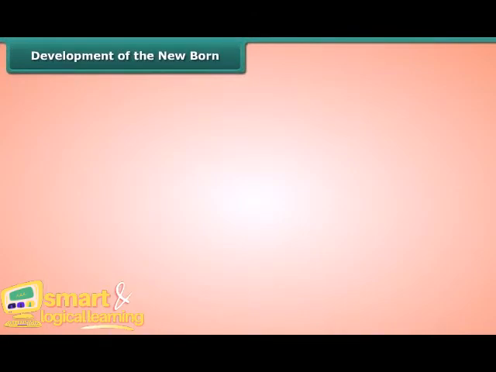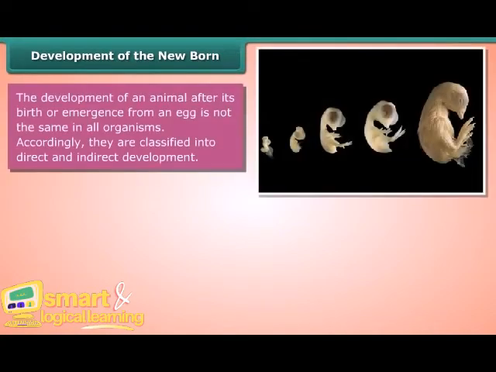Development of the newborn. The development of an animal after its birth or emergence from an egg is not the same in all organisms. Accordingly, they are classified into direct and indirect development.